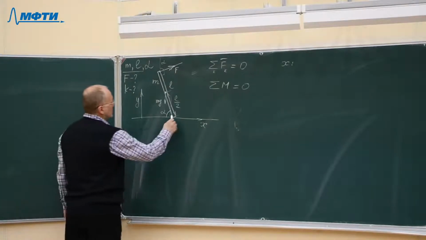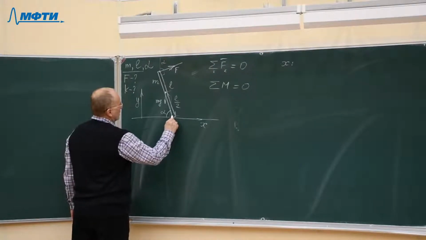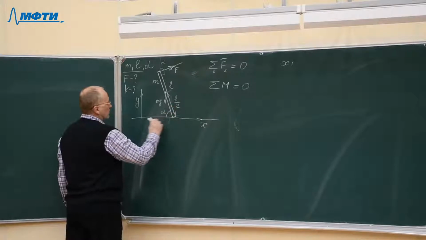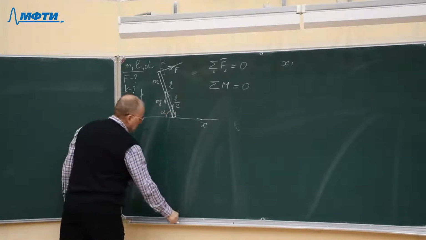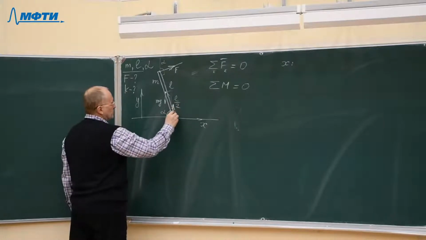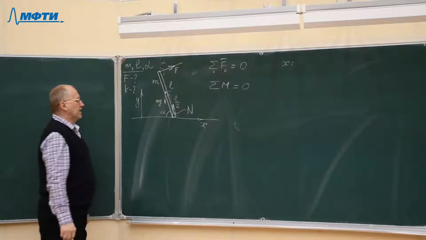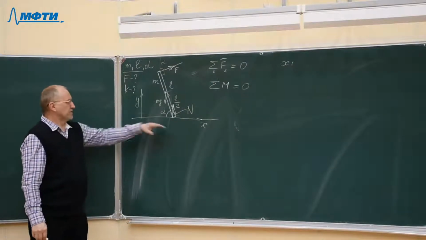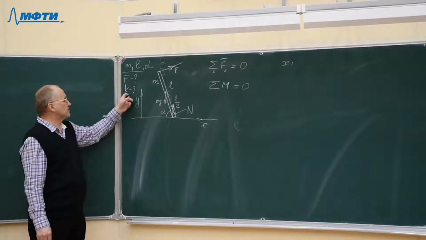Certainly there is another force, which is the force of reaction, the force acting on the rod from the surface, the force of reaction. Let it be denoted by N. And there is a force of friction, because it's given that the surface is rough, and we need to find the coefficient of friction.